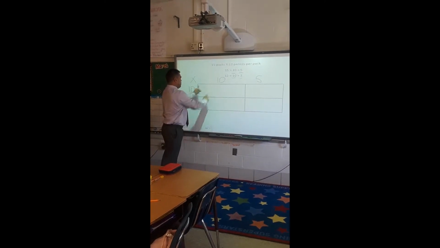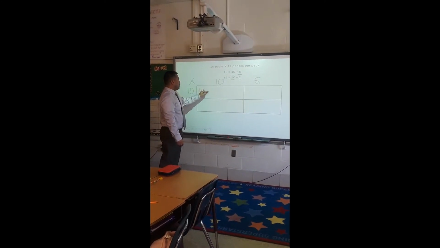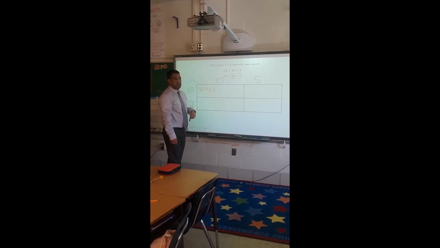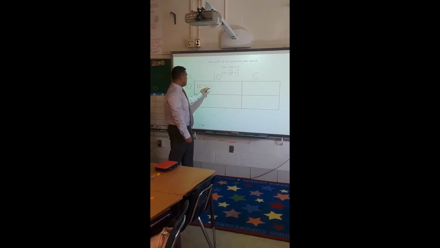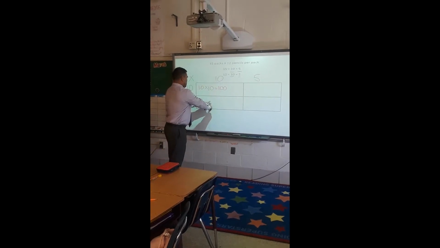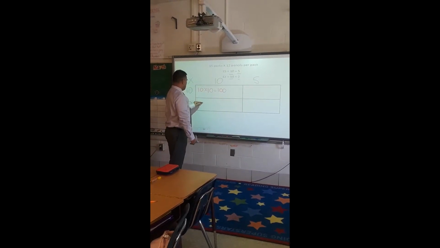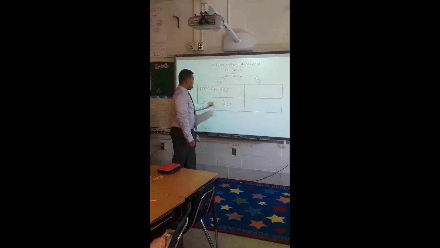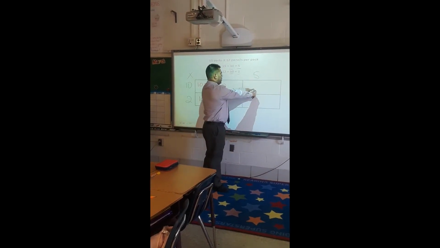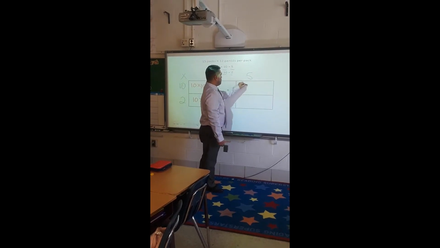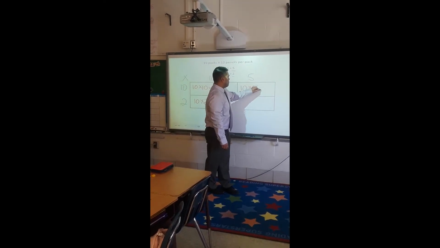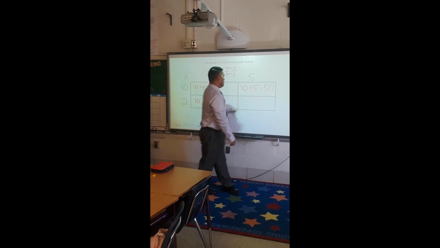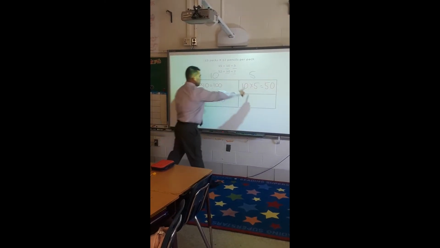So for these two, it's going to be 10 times 10, and I always ask my students to write the numbers in the box so we know what we're multiplying. We'll take these two numbers over here. And my last two numbers go in this last box.